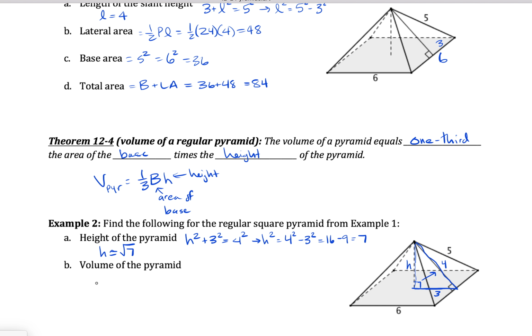What's the volume? Well, the volume is going to be 1/3 the area of the base times the height. That would be 1/3 of the area of the base, which we calculated over here already, 36, times the square root 7 for the height. 1/3 of 36 is going to be 12, and 12 times square root 7, well, we'll just write that as 12 root 7. So there's our volume for the pyramid.